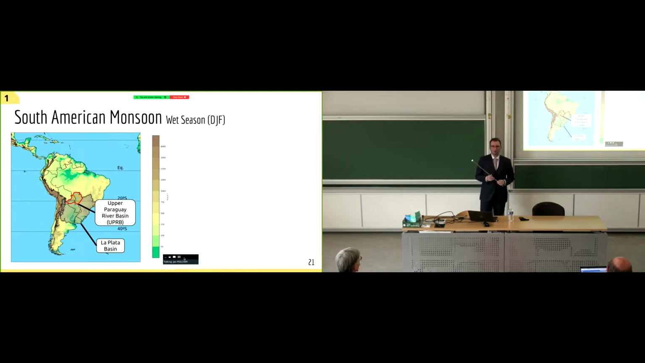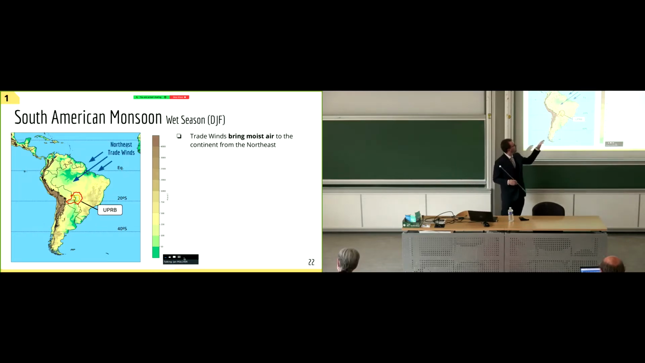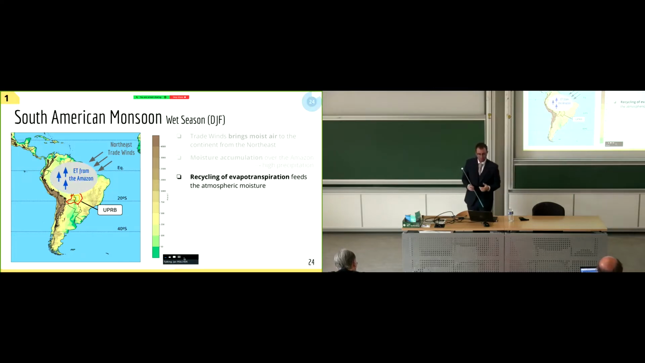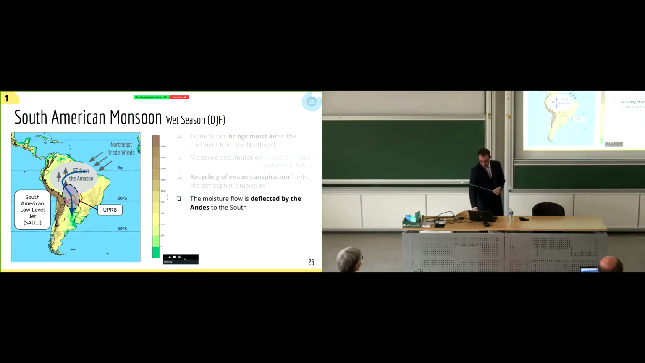So to first give you some understanding of the wet season in South America, I'll tell you about the South American monsoon. Here you can see the upper Paraguay River Basin and the La Plata Basin. First we have trade winds bringing moist air to the continent from the northeast. Then you have a moisture accumulation over the Amazon with high precipitation. We have a recycling of evapotranspiration that feeds the atmospheric moisture. And this moisture flow is deflected by the Andes to the south, and it's carried by a climate feature which is called the South American low-level jet.